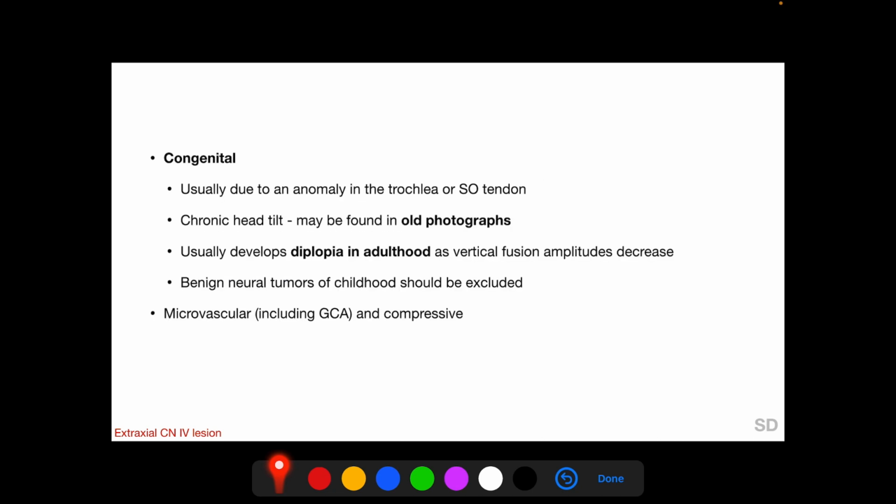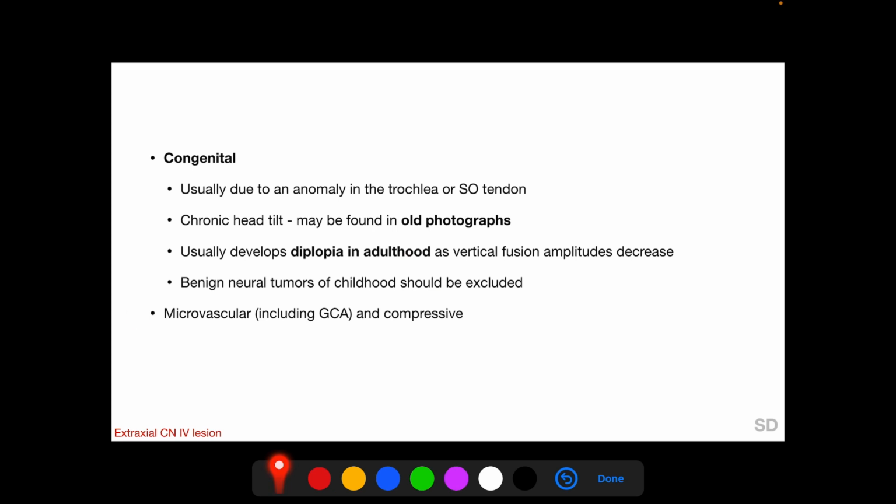Apart from trauma, the other important cause of a fourth cranial nerve palsy is congenital, and it is usually said to be due to an anomaly in the trochlea or the superior oblique tendon. And the patient usually assumes a chronic head tilt on the contralateral side, and this may be detected in old photographs of the patient. And the patient complains of diplopia only in adulthood, when the vertical fusion amplitudes decrease. However, benign neural tumors of childhood should be excluded in this situation.